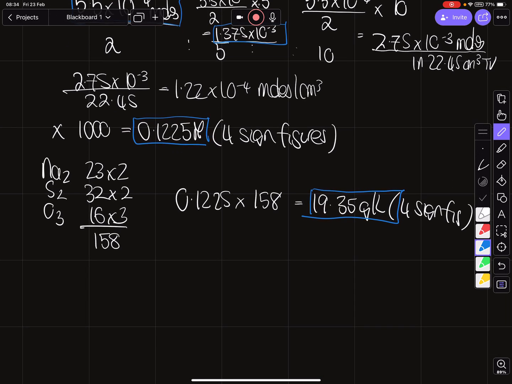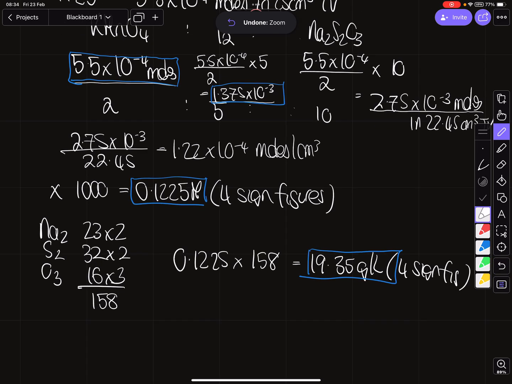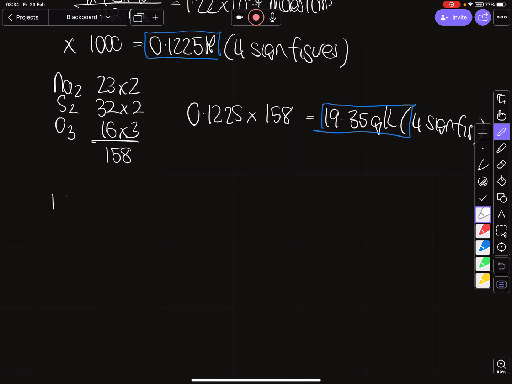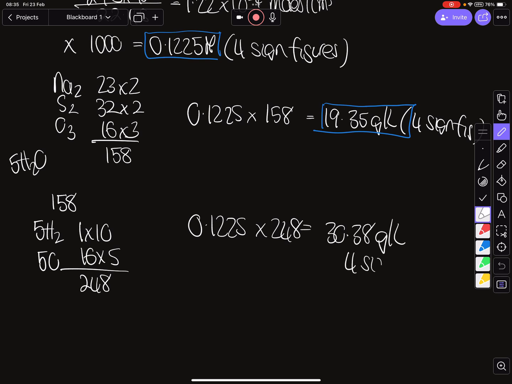So whether or not this would be asked in a proper leaving cert question, I don't know, but we will give it a go. So we know that the sodium thiosulfate is 158 by itself. So now we have to add 5 H2Os to it. So please remember, in this method, 5H2O, it is 5 H2s, but it's also 5 O's, because sometimes that can get lost in the mix. So we're adding 1 by 10 and we're adding 16 by 5. And when we do all that, we're going to get 248. So to finish it off, 0.1225 by 248 is going to give me 30.38 grams per litre, because it's 4 significant figures.